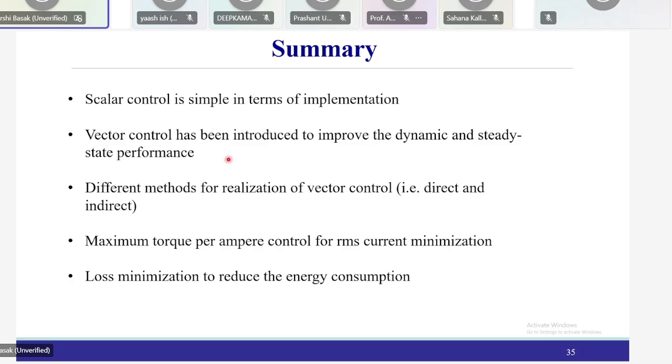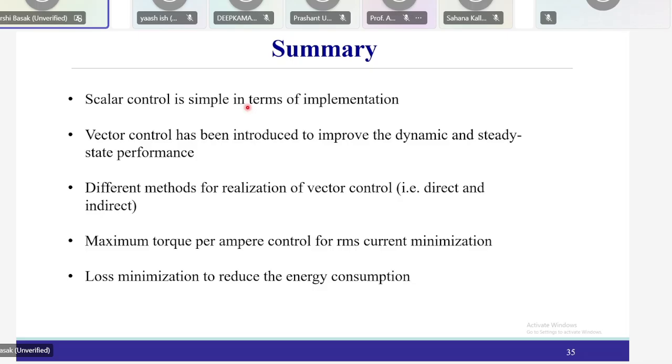So we try to summarize the overall topics which have been discussed. Scalar control is simple in terms of implementation. It doesn't require much sensing. It is an open loop type of control, so just voltage and frequency you need to vary. There is no vector transformation, no transformation of variables. The tuning of the controller is simple, so you can do it on a trial and error basis.